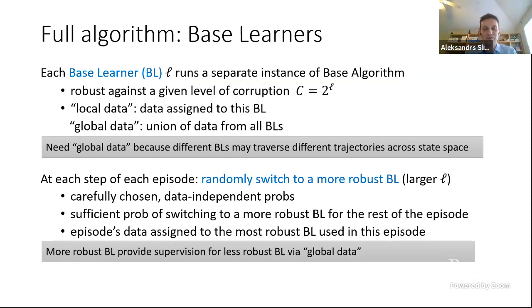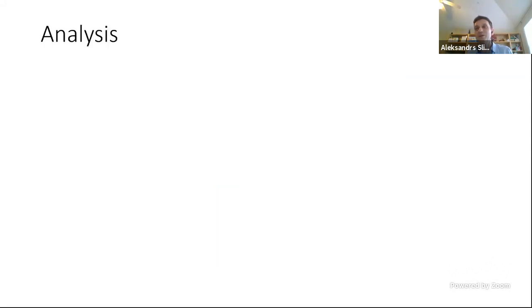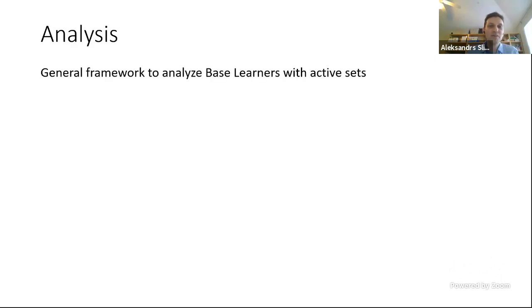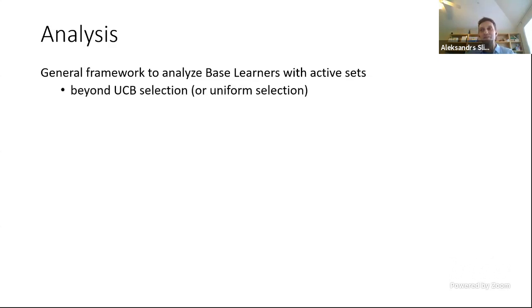Okay, so it's a 100-page long paper, and I have exactly one slide to summarize the analysis. So I'll just go over some key ideas. We have a general framework to analyze these base learners with active sets. And in particular, base learners could do something which is not UCB selection, or not quite UCB selection. And the point is how to analyze that.